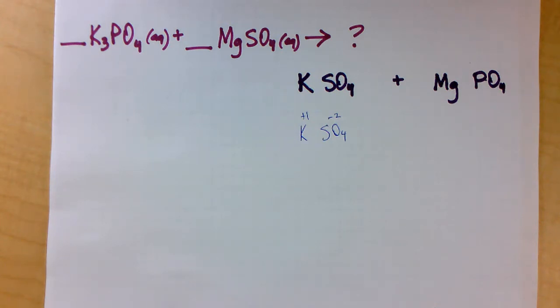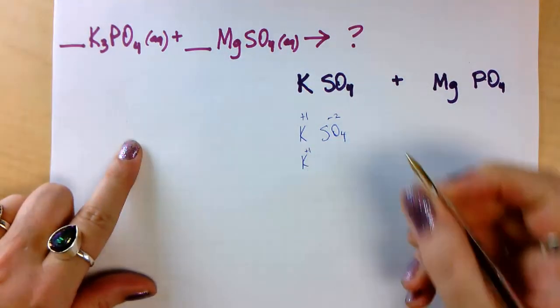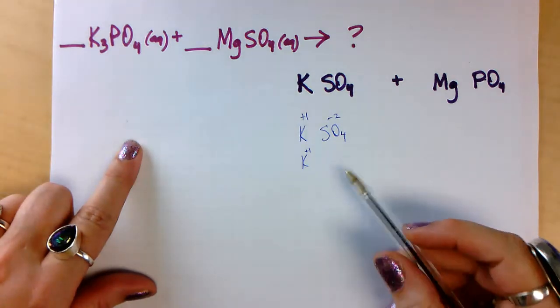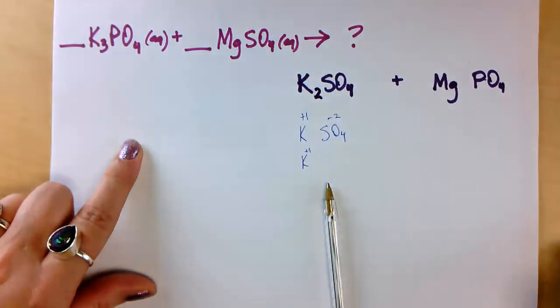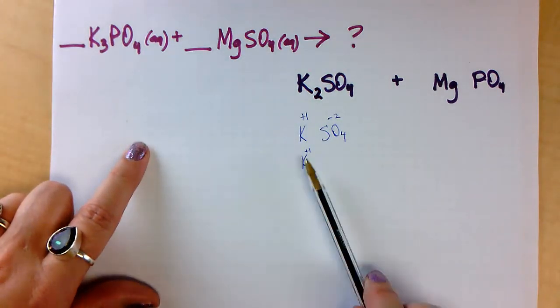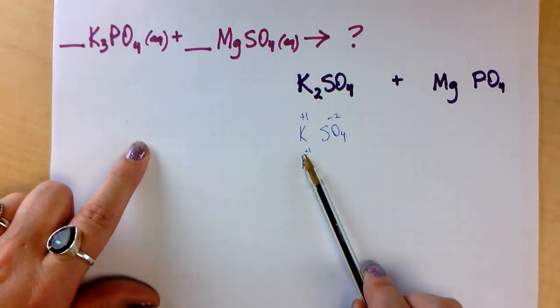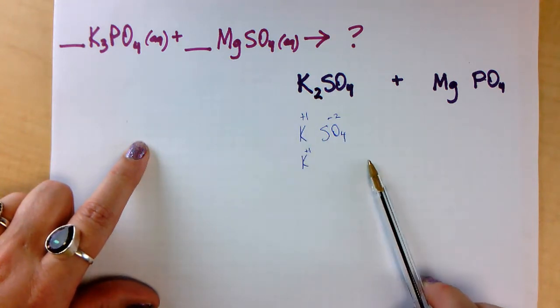That's not neutral. What do I need to make this neutral? Do I need another potassium, or do I need another sulfate? You're correct if you said another potassium. We actually need 2 potassiums to go with the sulfate. So K2SO4 is the correct formula. K2SO4, because our charges tell us 2 potassiums for every 1 sulfate, because +2 - 2 is neutral.